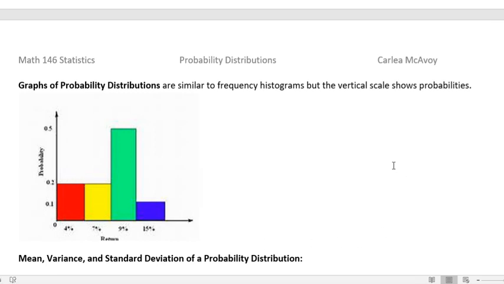So that's the introduction to probability distributions. We'll talk more about others later.